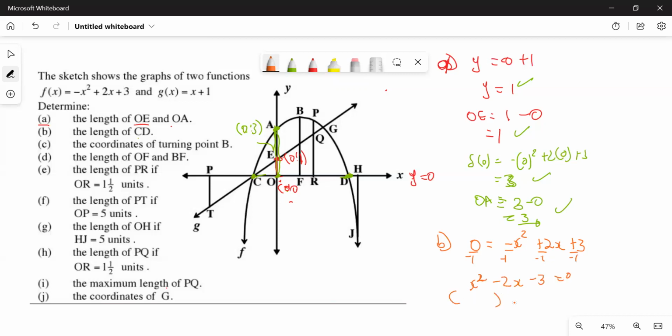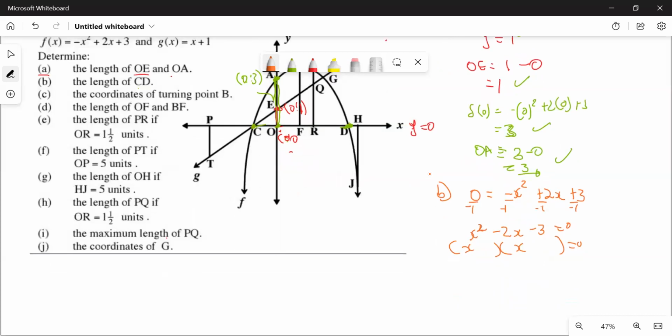Then you can open your two brackets here. If you open the brackets, you're going to have x and x again. And then what should I put inside here? Plus 1. So I'm going to have plus 1, and minus 3. And then x is going to be minus 1 or x is going to be equal to 3 again.